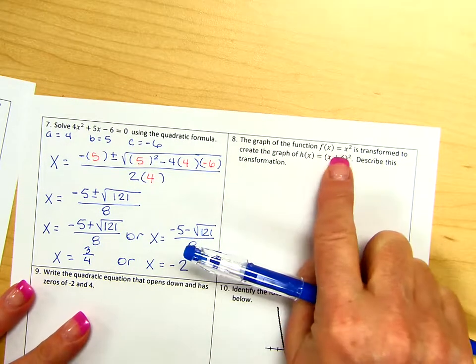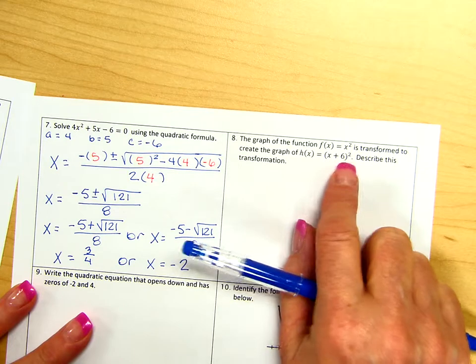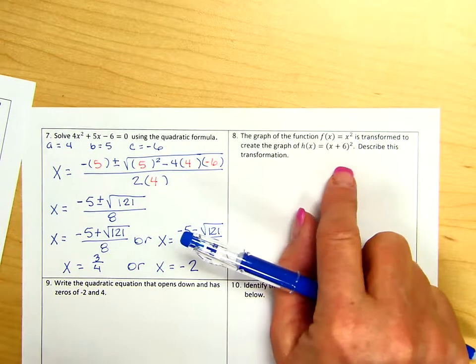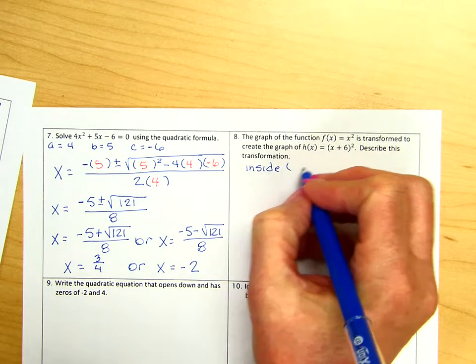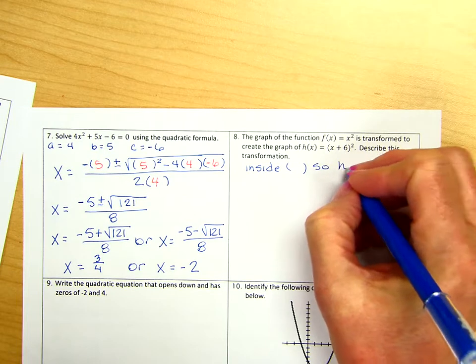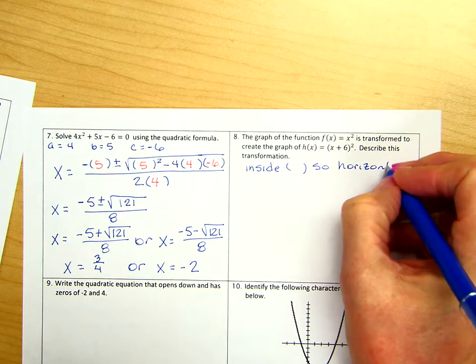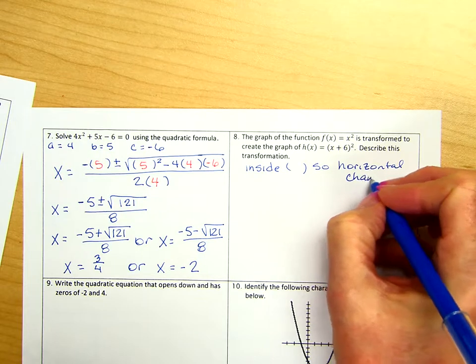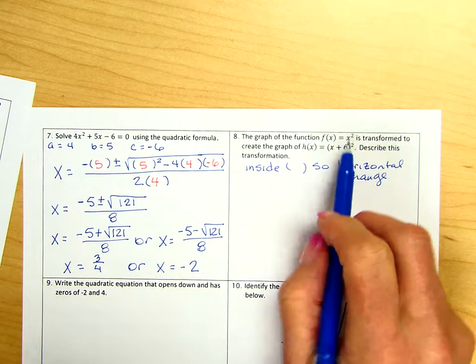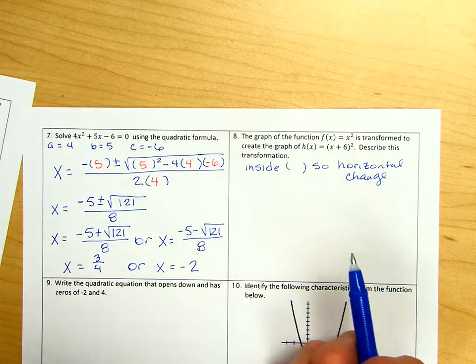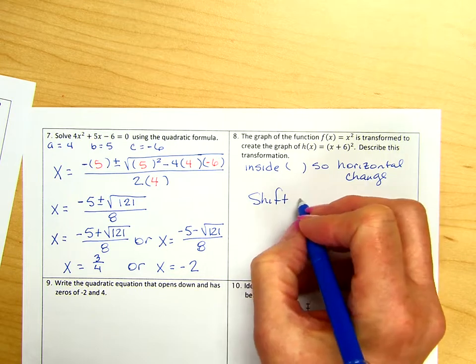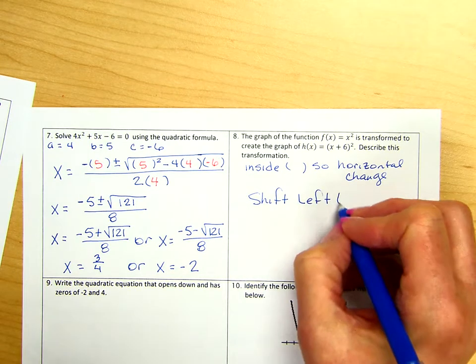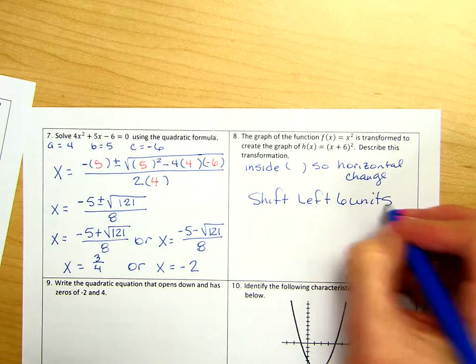Okay, the graph of this function is transformed to create this graph. Describe this transformation. The transformation is happening inside parentheses, so it is a horizontal change. Remember, it's inside opposite. Inside we see a +6, so that means the change is actually a -6. So this one will shift. A negative is going to be moving to the left 6 units.